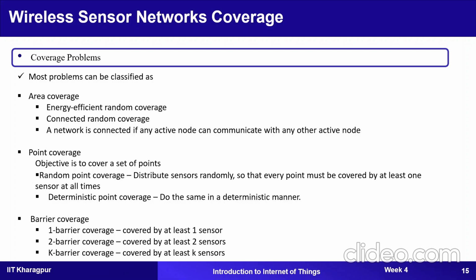And third is your barrier coverage. In case of barrier coverage, a particular barrier between two objects or two places is covered. If that barrier is covered with the help of only a single sensor, at least one sensor, then it is your one barrier coverage. And if it is covered by at least two sensors, then it is two barrier coverage. And if it is covered by at least k sensors, then it is k barrier coverage.